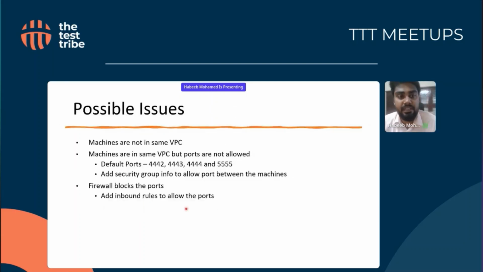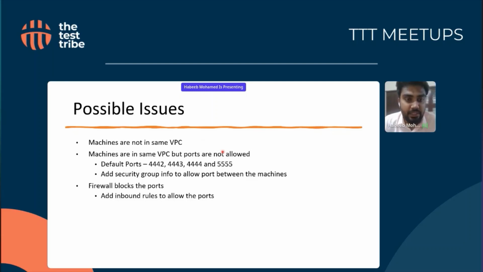There were multiple reasons behind that. The first issue we faced is that the machines were not in the same VPC. When we requested the machines, they created the hub and node in different VPCs, because of which we couldn't establish the connection. So we identified that issue and moved both machines under a single VPC. But then again, when we tried to connect, it was not allowed because of the ports that are mandatory for Selenium Grid to work.